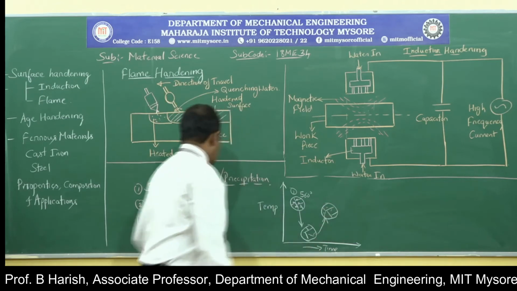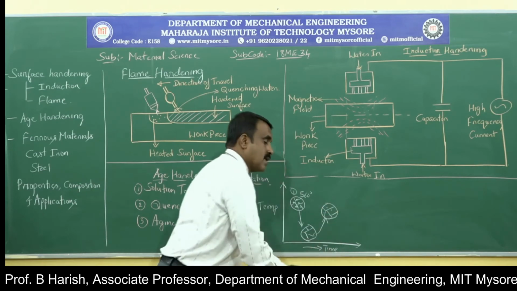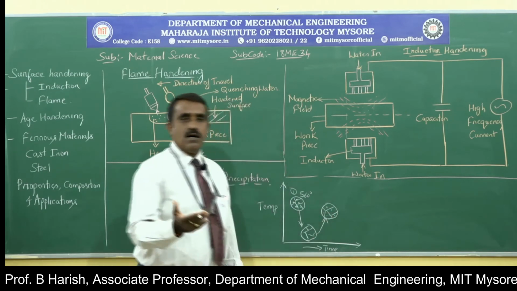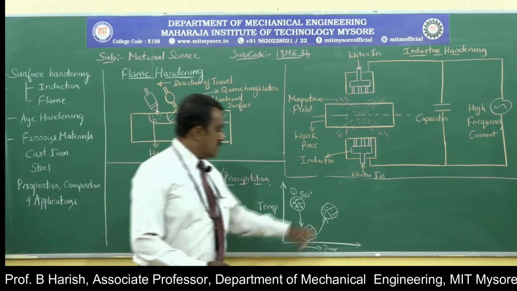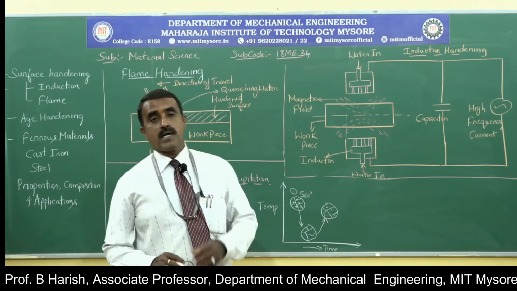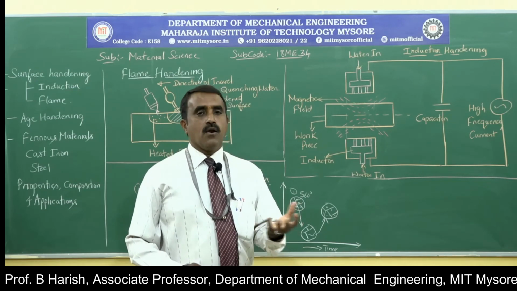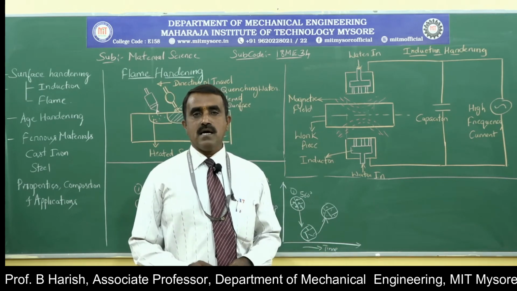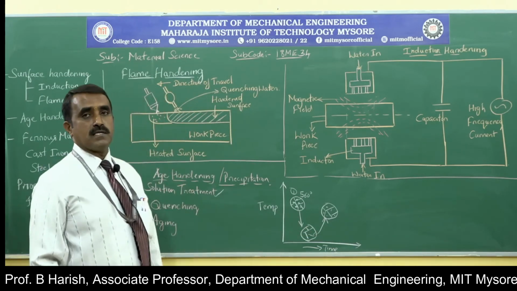So that is what is called aging. You can see a structure like this, where the precipitates are present on the surface. These are the precipitates that are present, that is, undissolved copper present at different locations on the structure, which increases the hardness of the material. That is what we call age hardening or precipitation hardening.